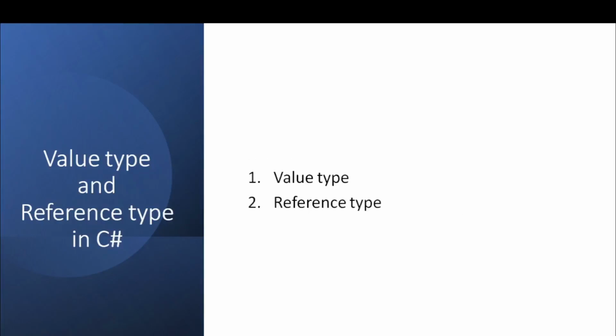In C Sharp, all the data types are categorized based on how they store their value in the memory. Basically, it is divided into two: value type and reference type. Let's see what is value type.